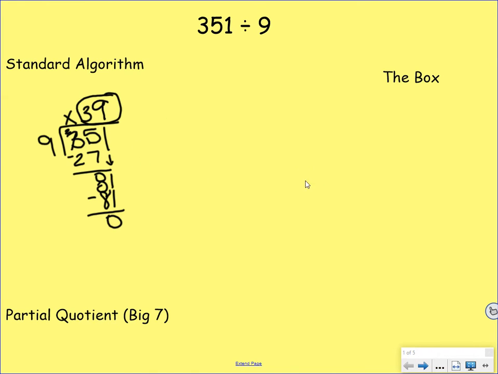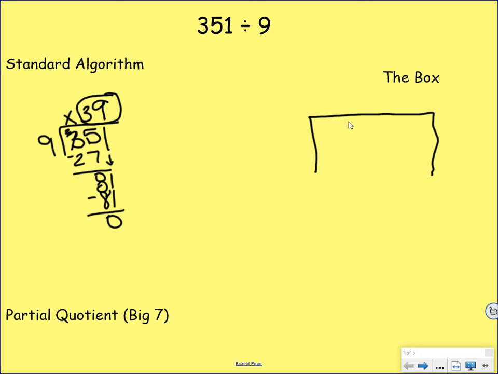All right. Now I'm going to show this strategy to you. I call it the box. I don't know what else to call it. It's just something that I've made up over the years. And so if I'm doing 351 divided by 9, it looks like the area model with multiplication. But I say to leave the bottom open.